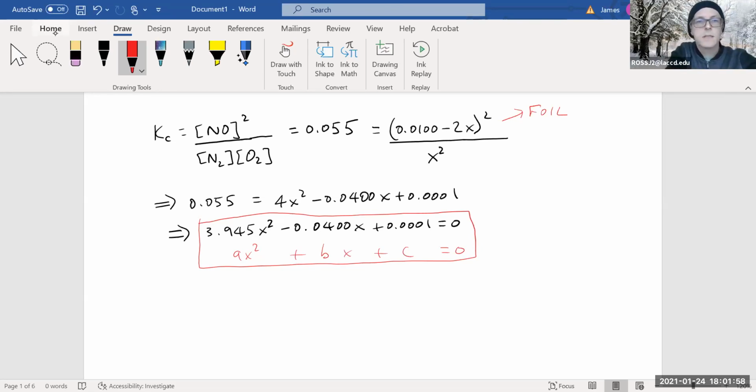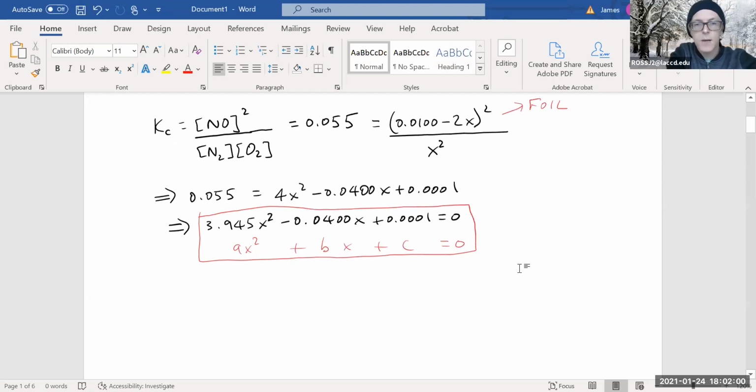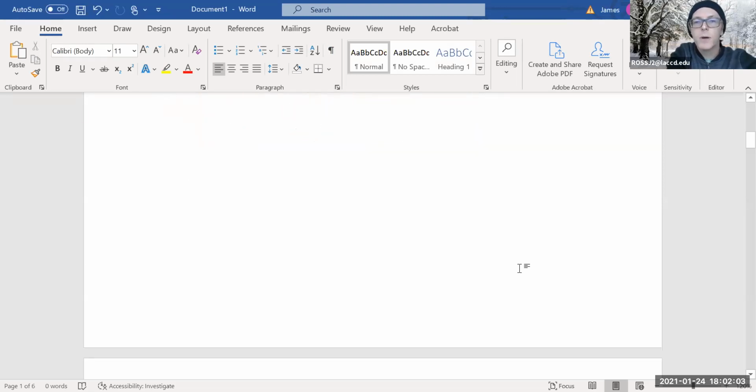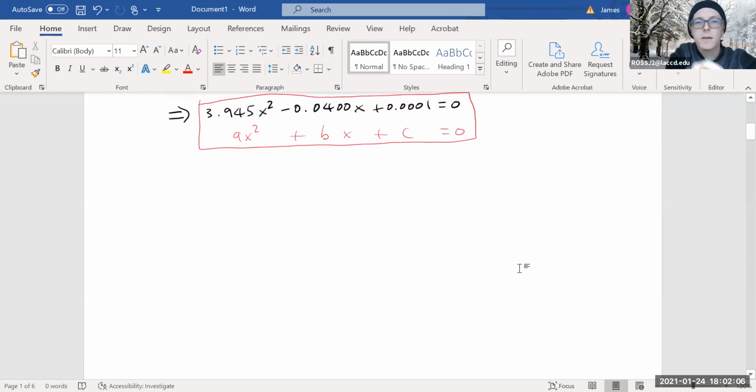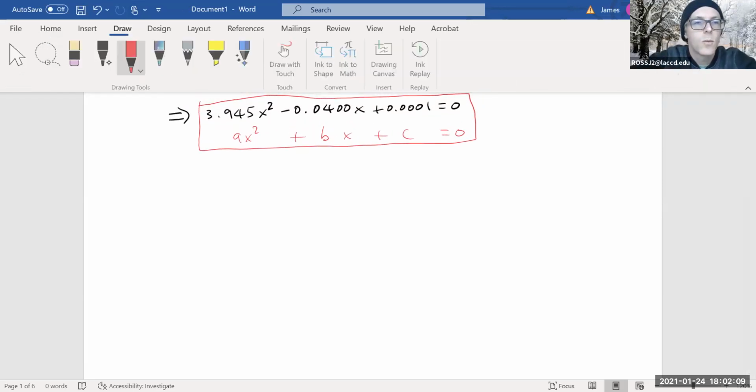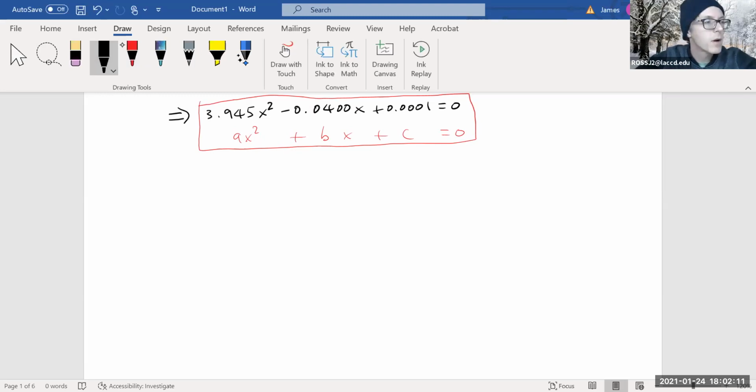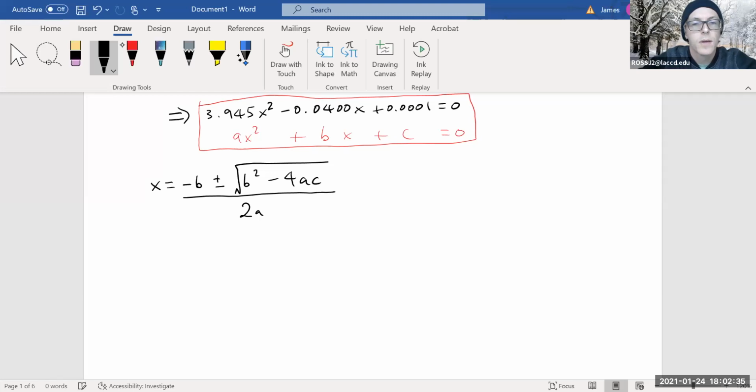Okay, so let's scroll this down. I don't know if I'll need the whole page, but let's at least try and get this done on one page. So remember our quadratic equation. We have x is equal to minus b plus or minus the square root of b squared minus 4ac, and the whole thing is over 2a.